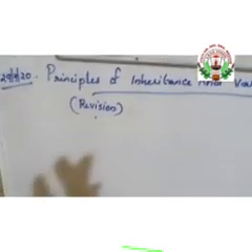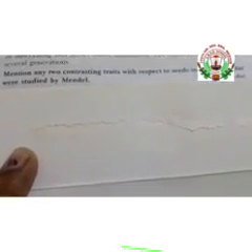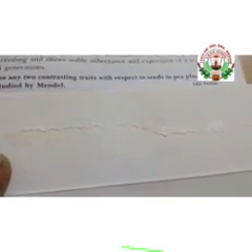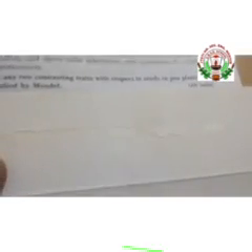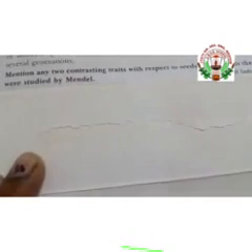Mention any two contrasting traits with respect to seeds in pea plants that were studied by Mendel. Once again, mention any two contrasting traits with respect to seeds in pea plants that were studied by Mendel. You can pause the video and answer that, then you can proceed.